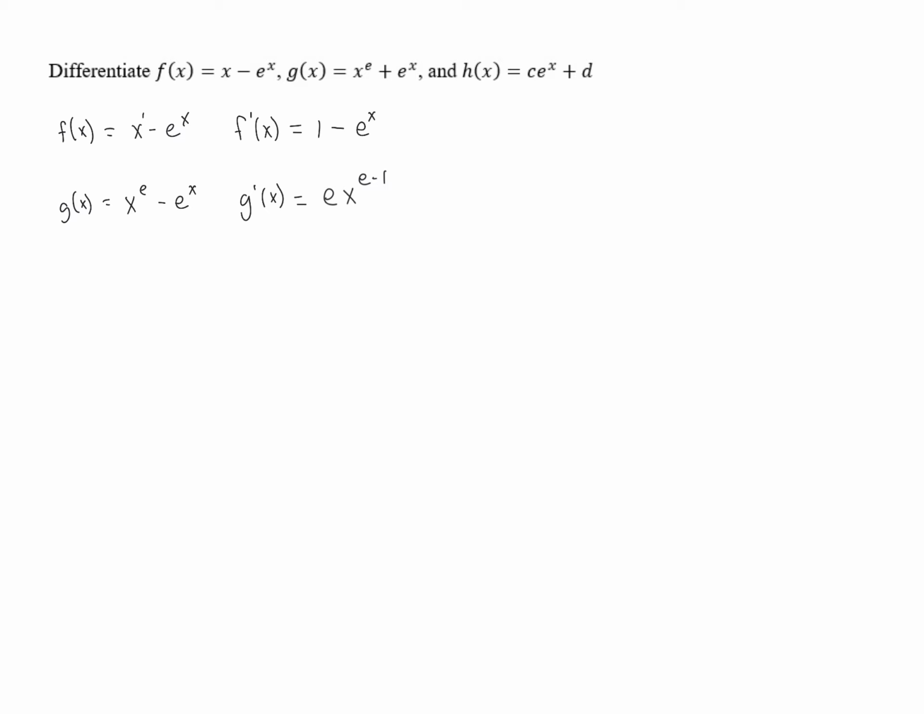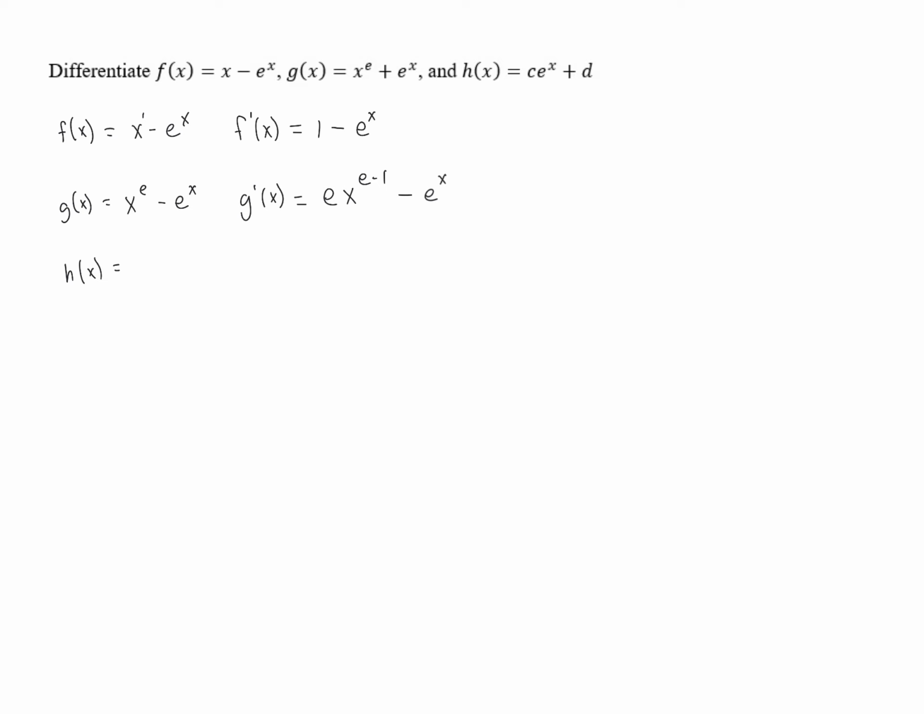So we've got e times x to the e minus 1 minus, and again, the derivative of e to the x is e to the x. So we've got e times x to the e minus 1 minus e to the x. Oh my, feels complicated. Can be tricky, but if we go through these things slowly and use the right logic, we should be fine. Let's look at our last one.